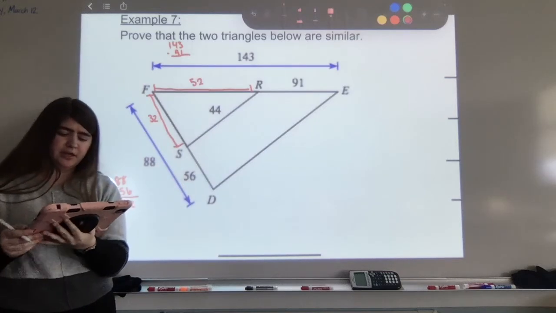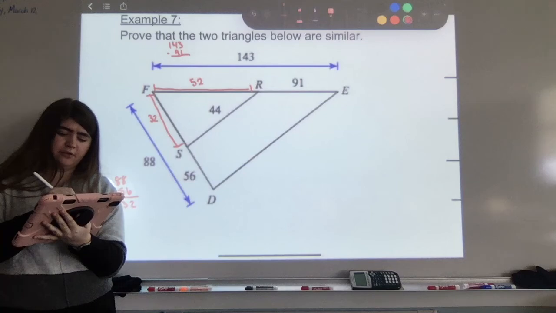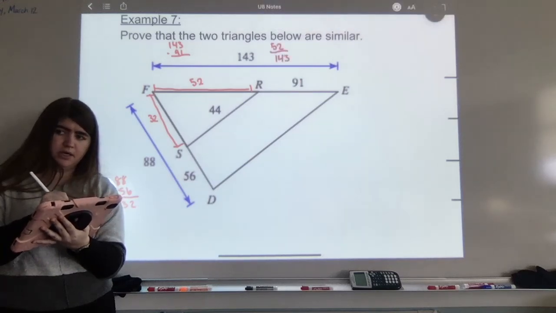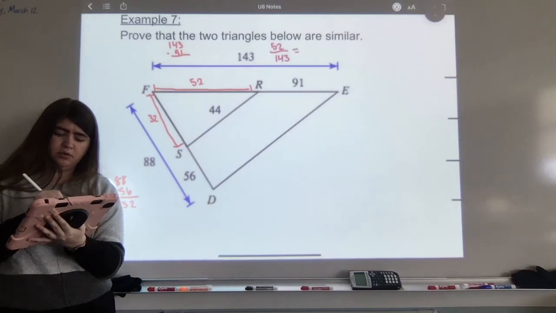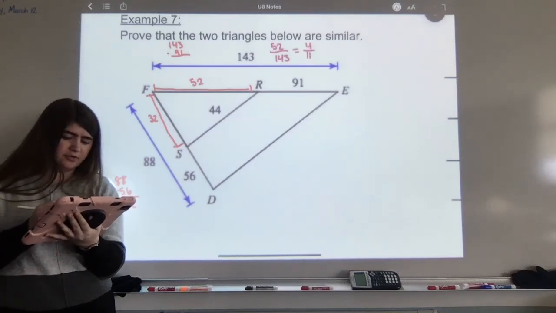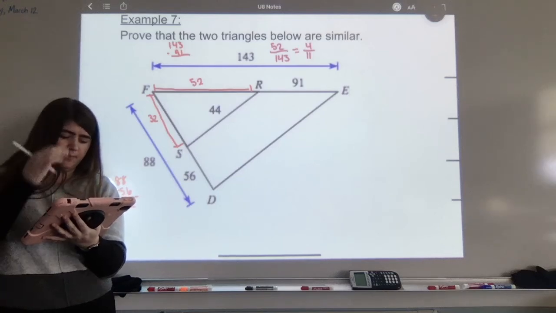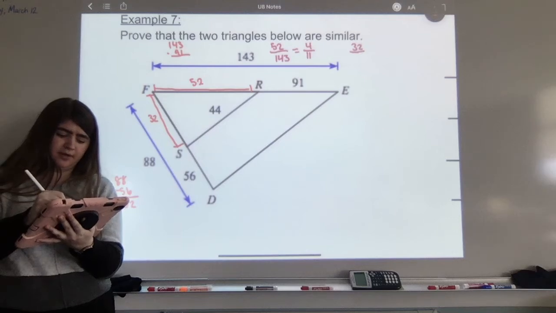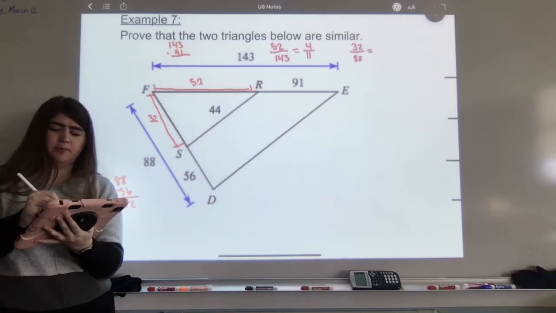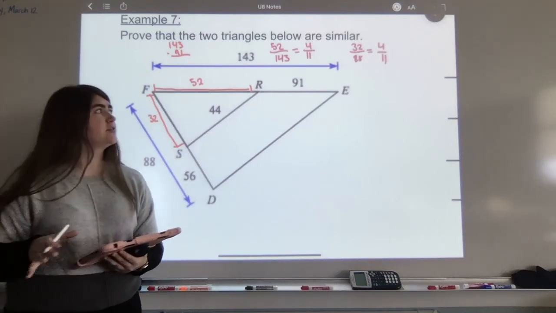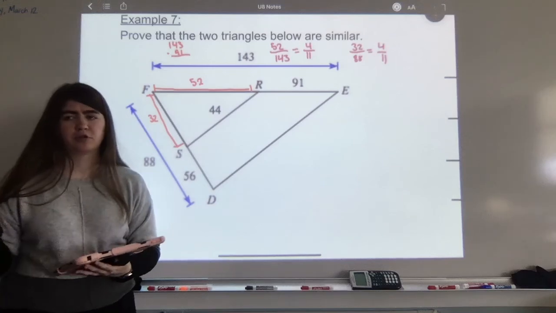So I have 52 over 143 that we need to check. 52 over 143 is equal to 4 over 11 when you simplify that. And then I also need to check 32 over 88, which is FS over FD. 32 over 88 also simplifies down to 4/11ths. So we are able to prove this. We have two sets of proportional sides.